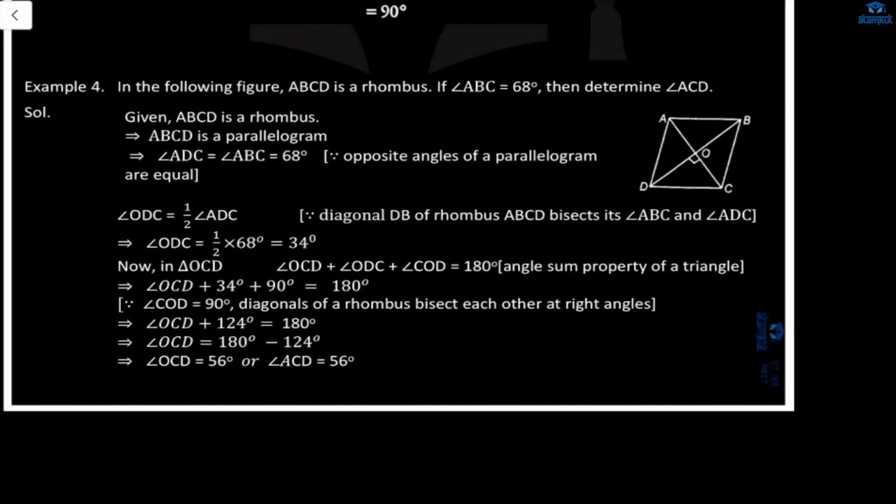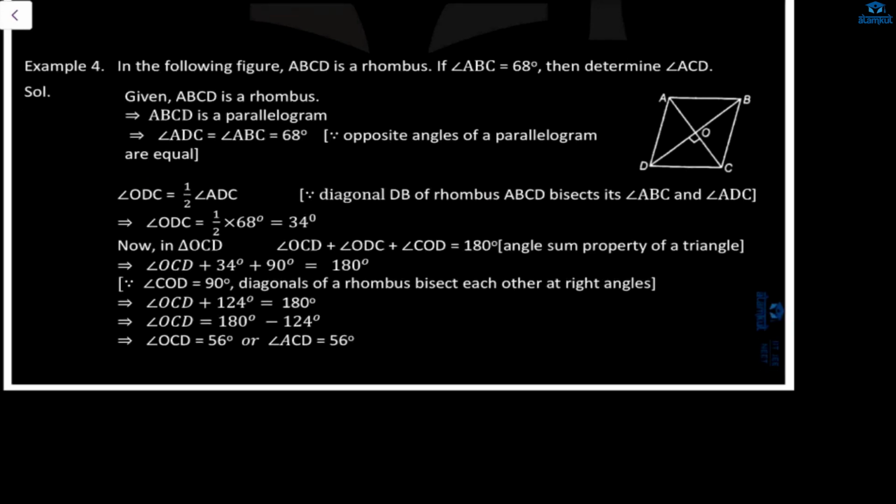Now in the following figure, ABCD is a rhombus. Again, ABCD is a rhombus, and angle ABC is equal to 68 degrees. This whole angle is equal to 68 degrees. Then determine angle ACD. I think this is a similar type of question. Let's copy the figure and you'll see.